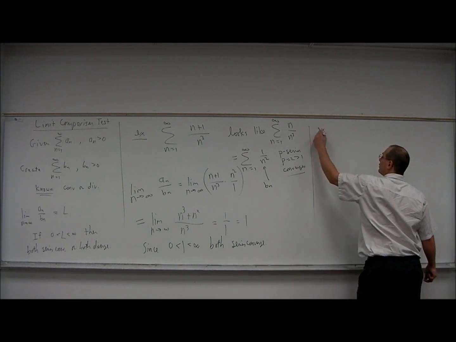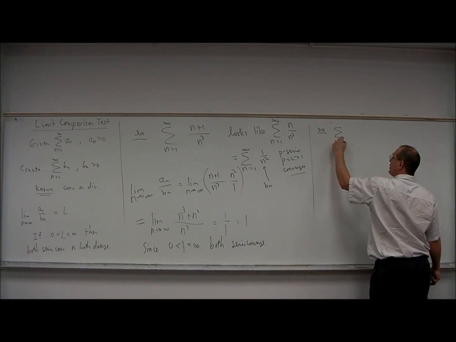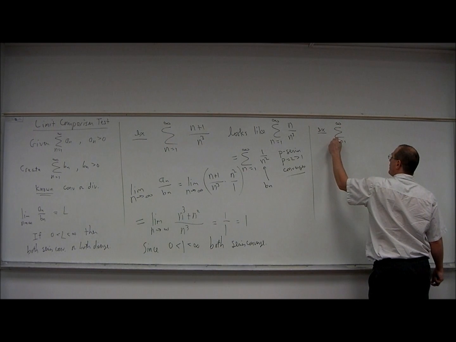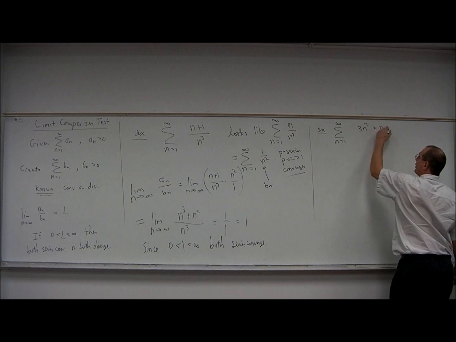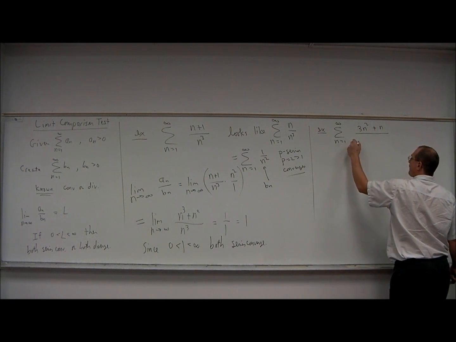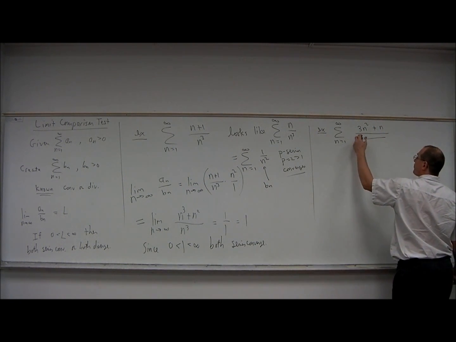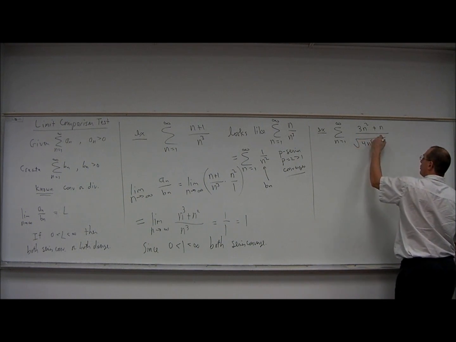Another example, let's consider the summation n equals 1 to infinity of 3n squared plus n divided by the square root of 4n to the 5th plus 2.